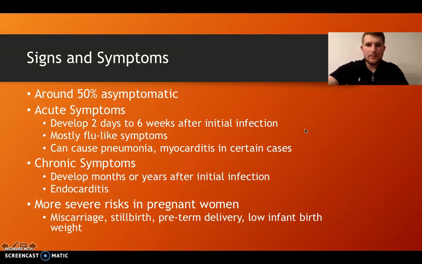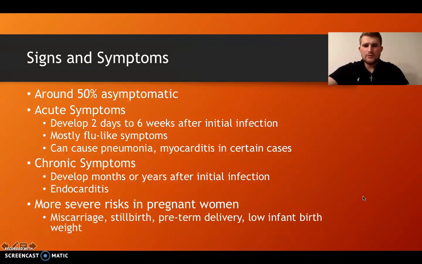For signs and symptoms, about 50% of cases are going to be asymptomatic. There's two types of Q fever. It's going to be acute and chronic. Acute symptoms will be more mild, and they're going to develop about 2 days to 6 weeks after the initial infection. Mostly 2 days to 3 weeks is where it onsets. It's mostly going to be flu-like symptoms such as fever, chills, nausea, vomiting, and just general malaise. And in some cases, pneumonia and myocarditis can occur.